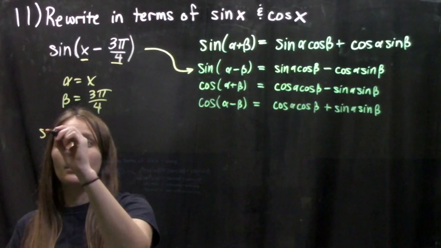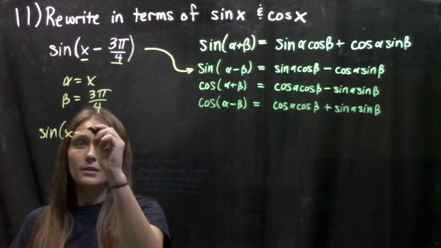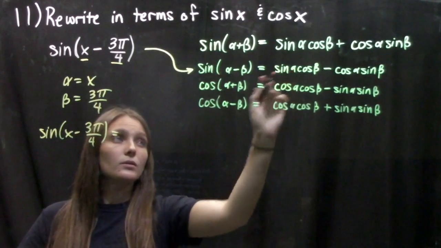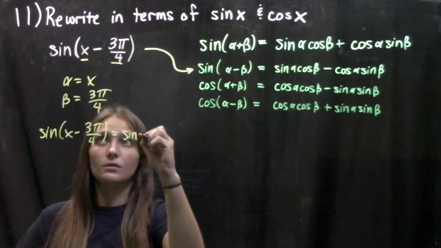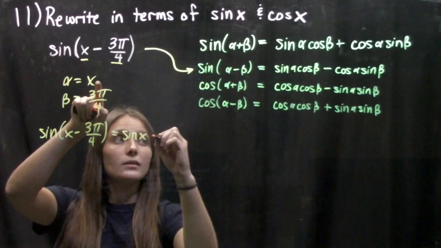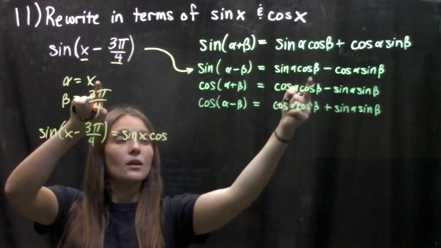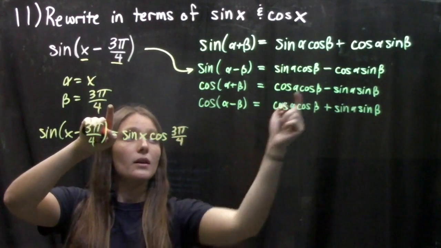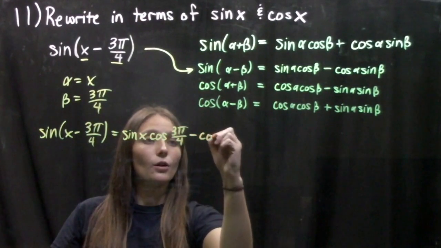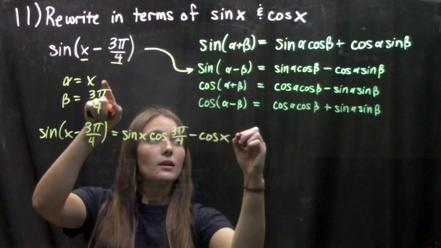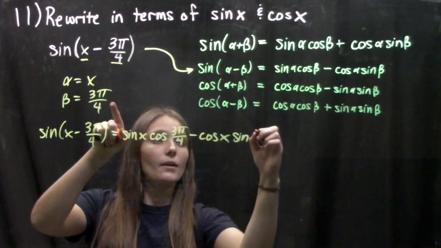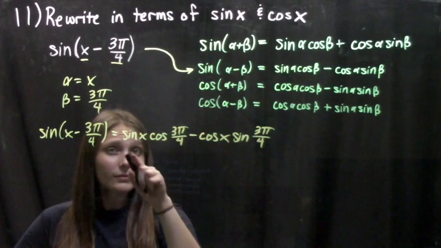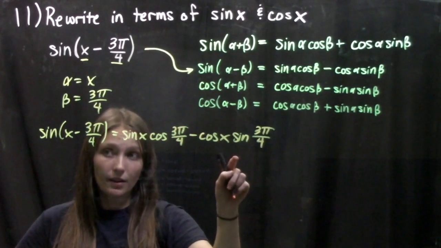So we have sine of x minus 3 pi over 4 equals the sine of alpha, so sine of x, times the cosine of beta, so cosine of 3 pi over 4. Then we're going to subtract from that the cosine of alpha, which is x, times the sine of beta, which is 3 pi over 4. So now what we want to do is go ahead and simplify this.